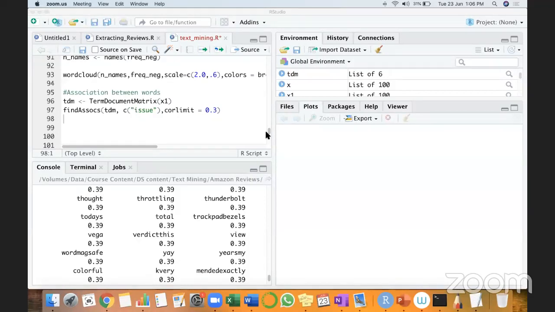The correlation limit of 0.3 applies to the association we are finding out. That is based on the correlation. So if the correlation between "issue" and the other words is at least 0.3, then only do we want to see it.